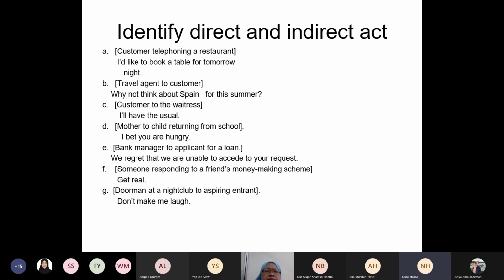So E, we regret that we are unable to accede to your request. The direct act is statement, and the indirect act is rejection. Rejection, yeah. So unable to accept your request. So basically rejecting the application for the loan.